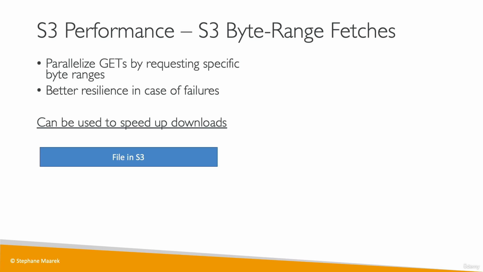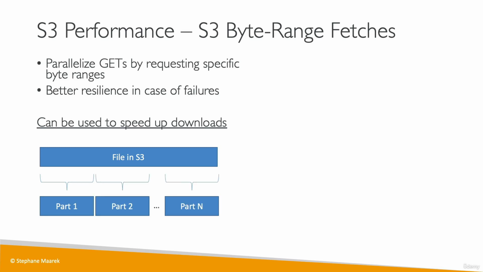So let's say I have a file in S3, it's really, really big, and this is the file. Maybe we want to request the first part, which is the first few bytes of the file, then the second part, and then the nth part. So we request all these parts as specific byte range fetches. It's called byte range because we only request a specific range of the file. And all these requests can be made in parallel. So the idea is that we can parallelize the GETs and speed up the downloads.